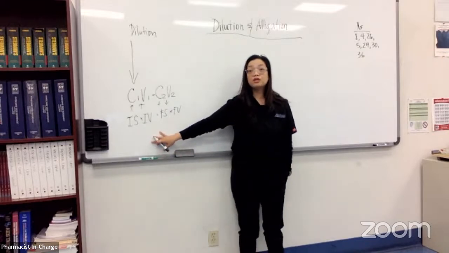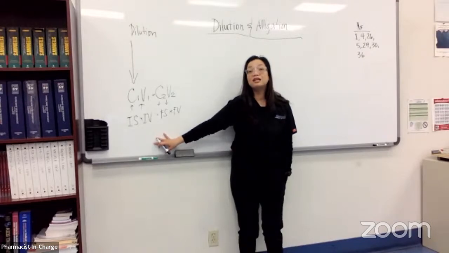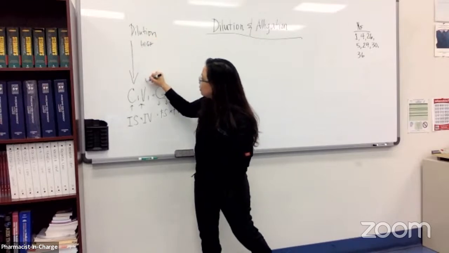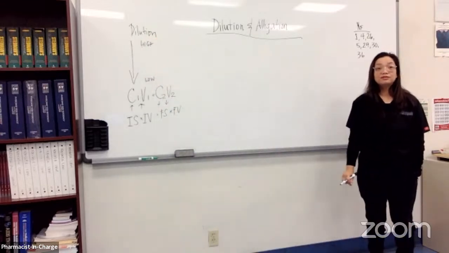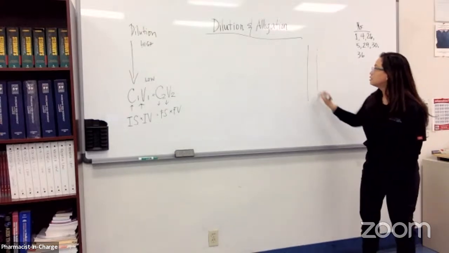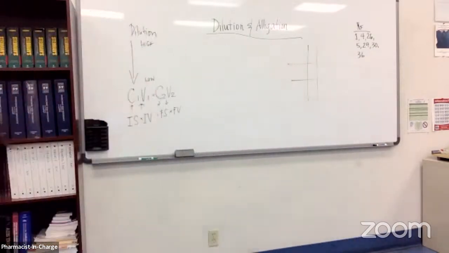So remember that your one, or your initial, will always be the higher concentration, because dilution as it's defined is from a higher concentration to a lower concentration. Follow? For alligation, on the other hand, right off the bat, you think about the tic-tac-toe method, correct?